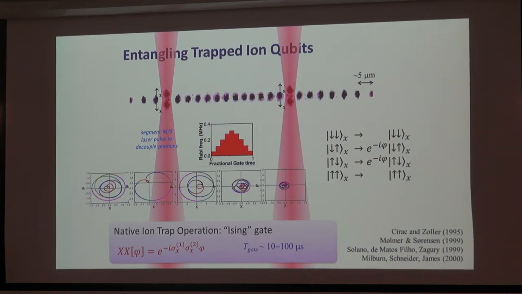The second thing I would point out is that by using radial modes, we also suppress the effects of heating of chains. We suppress the effects of heating due to electric field noise on the trap, which would lead to errors due to change in motion during the gate.